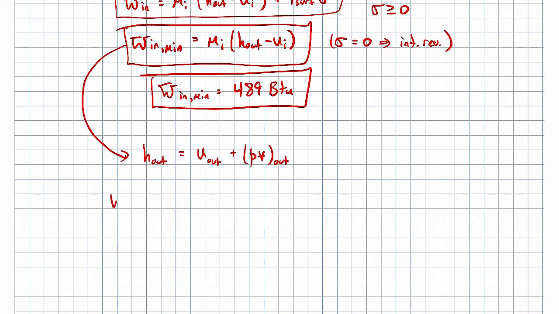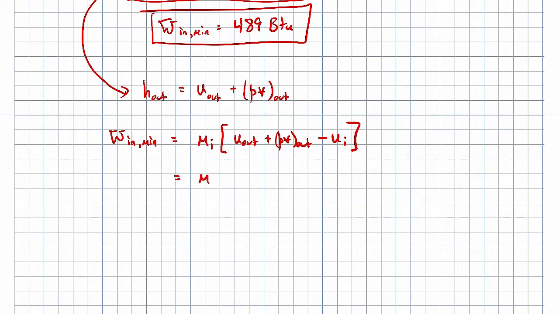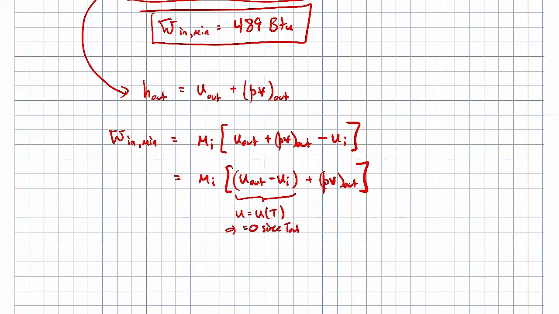So if I make use of that, the work in minimum will be the mass initial times u out plus Pv out minus u initial, right? Let me rearrange that to group the specific internal energy terms together. And then at this point, let me just focus on the u out minus u initial. Again, remember, for an ideal gas, the specific internal energy is a function only of temperature. But the outlet temperature is 70 degrees Fahrenheit, and the initial temperature is 70 degrees Fahrenheit. So that whole term, the u out minus u initial, is going to be 0, since T out equals T initial.